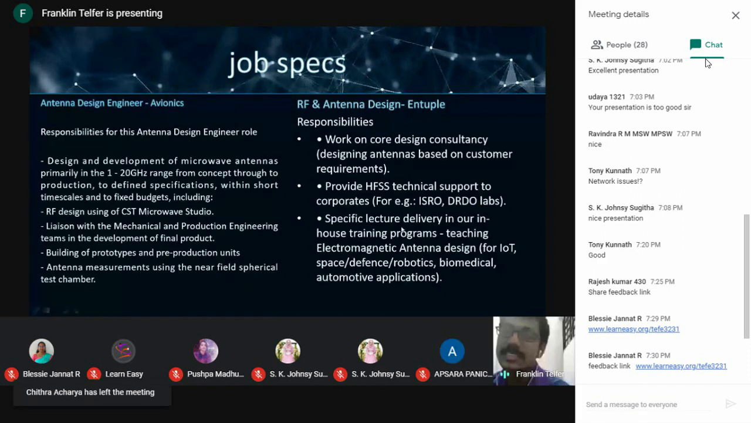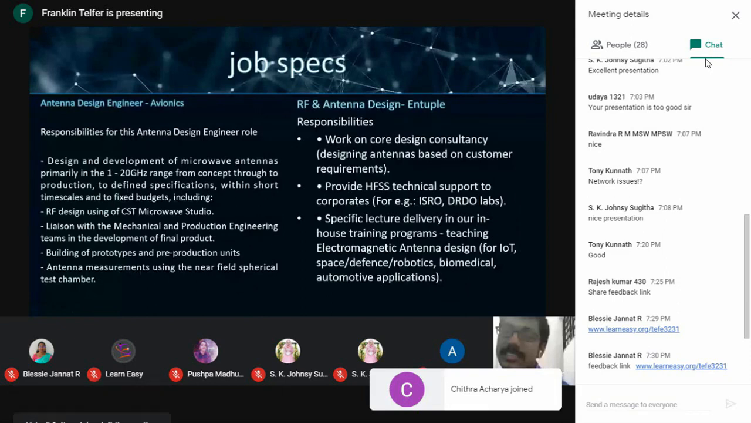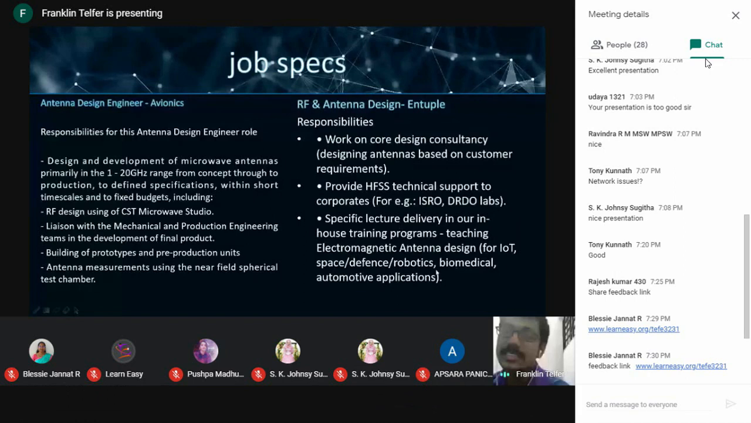You should know how to design antennas for IoT, space, defense, robotics, biomedical and automotive applications. You can see the HFSS there and the applications you can see there, right? Mostly I have focused on this kind of antenna applications. You can get a decent job here once you have your hands on antenna design. This is not a big technology, it is very interesting to learn also.